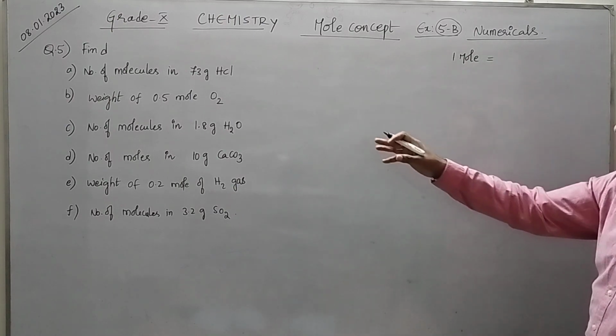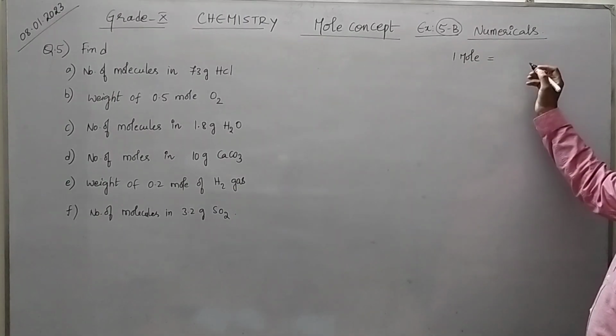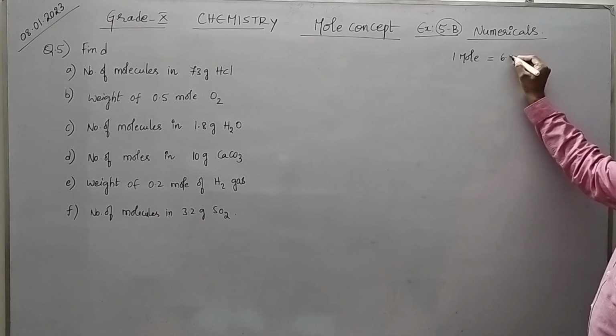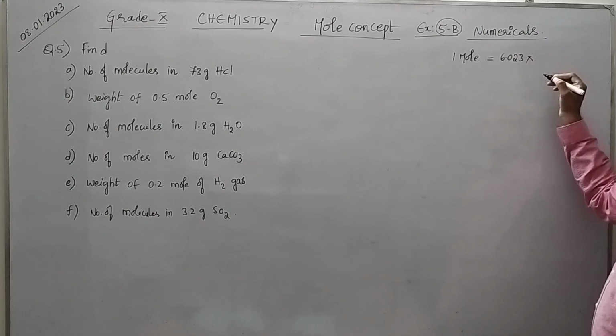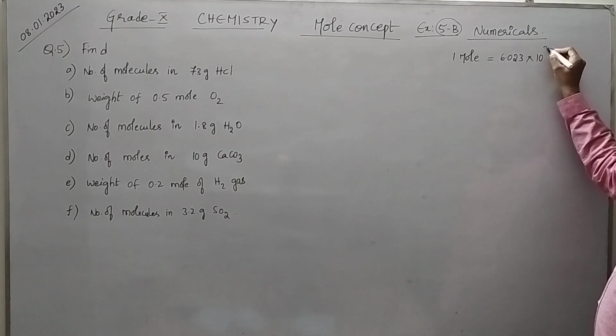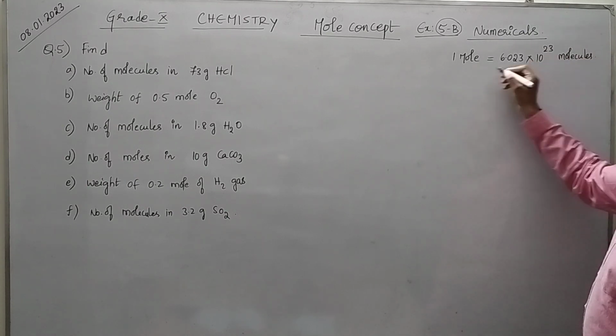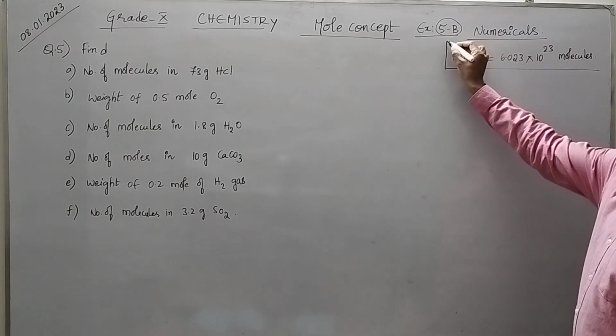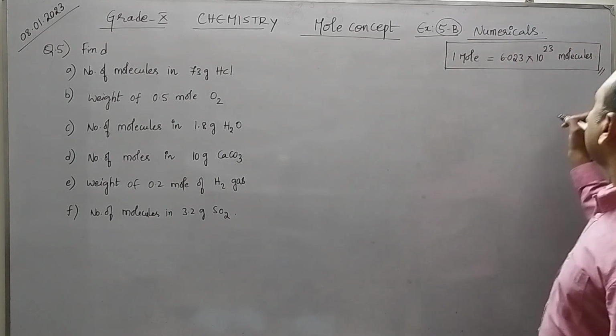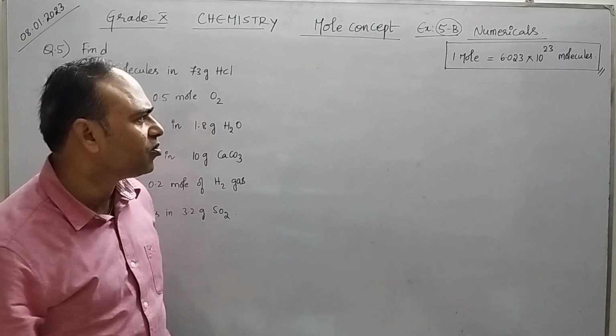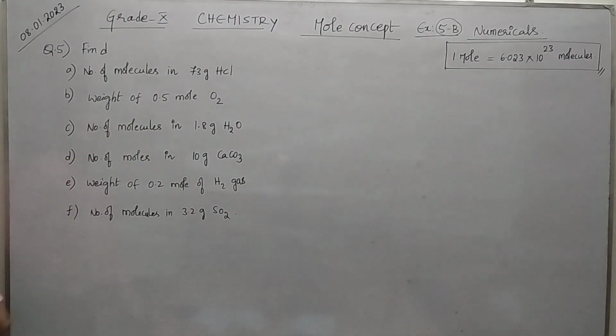1 mole of any molecule or gas or element contains Avogadro number, that is 6.023 into 10 to the power of 23 molecules or atoms or ions. So we need to remember this first, that 1 mole has 6.023 into 10 to the power of 23, that is Avogadro number. Based on that you can calculate all these sums.